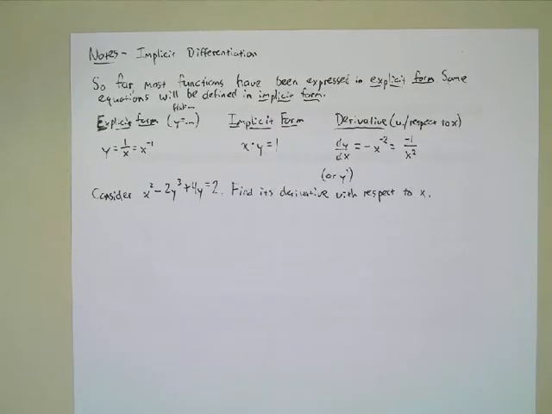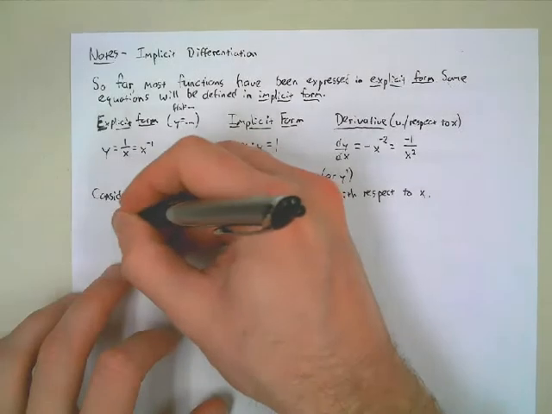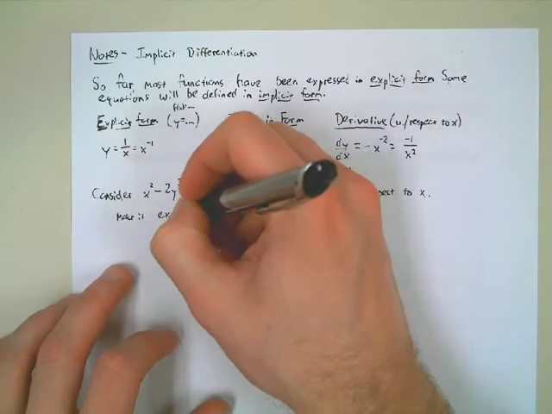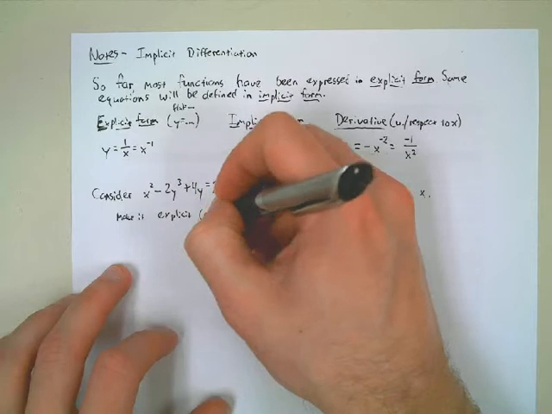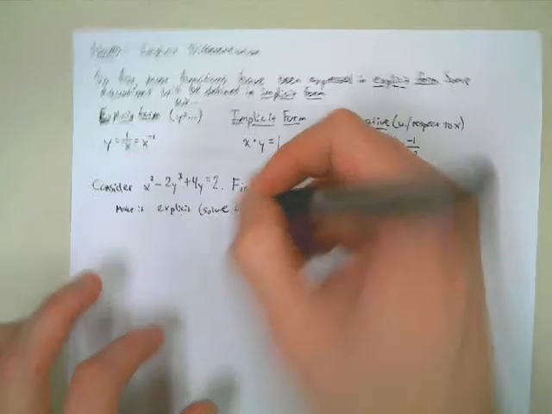Okay, we're gonna solve for y. So get it explicit, which means to really just solve for y. Not explicit like explicit lyrics, but you get the idea. Okay, so solve for y.